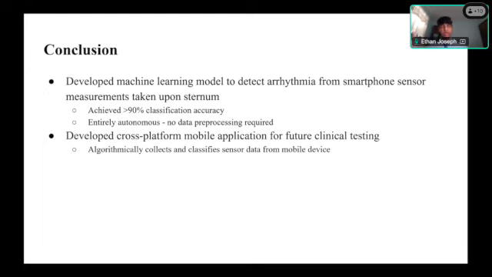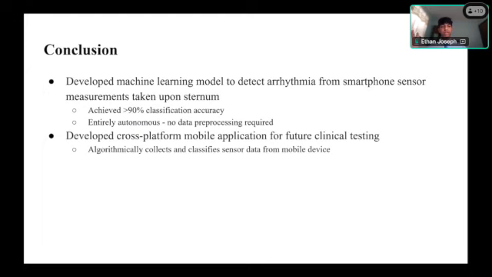So to conclude, this project was able to successfully develop a machine learning model to detect arrhythmia solely from smartphone sensor measurements taken from a smartphone resting upon the sternum. It achieved a classification accuracy of above 90%, which is about on par with previous work in this field, but also just general applications of convolutional neural networks.